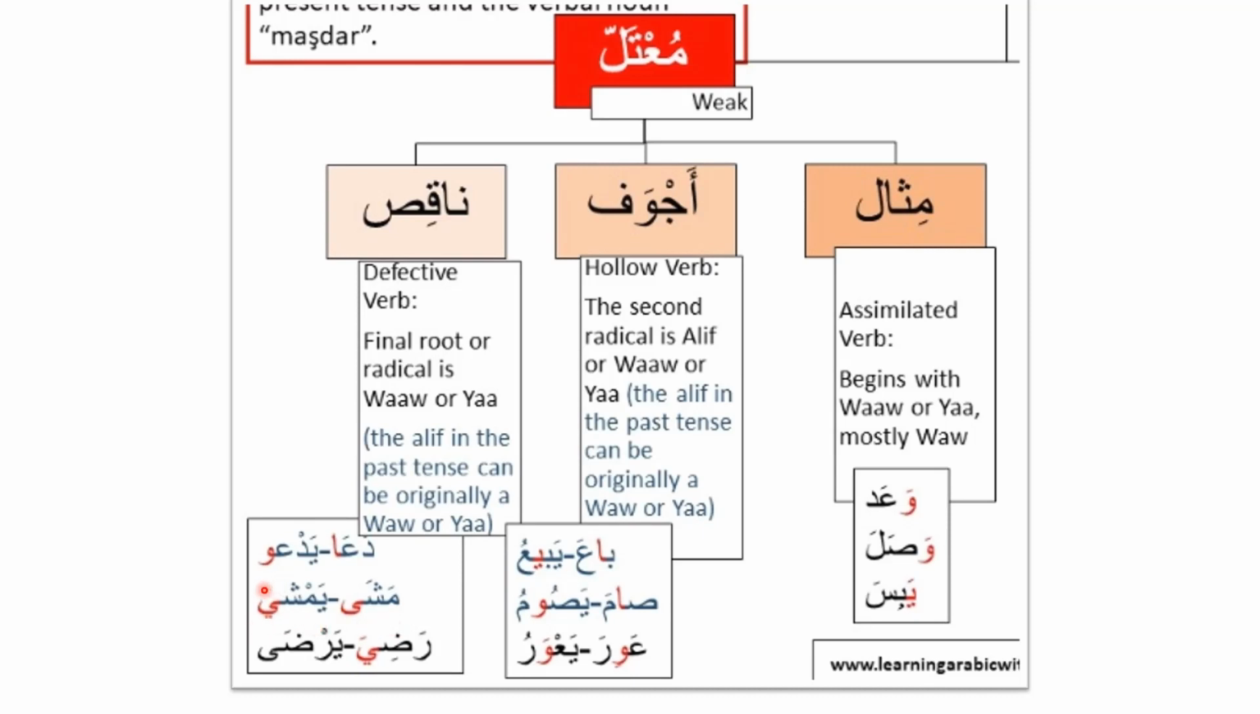Yamshi. So that's also an alif, al-alif al-maqsura, short voweled alif. Masha, which is the a sound. Yamshi, verb to walk. So it was originally a ya. Radiya, yarda. So this one ends with a ya over here. So the defective verb ends with a vowel. Hollow verb, the vowel is in the middle. Mithal, the vowel is at the beginning.